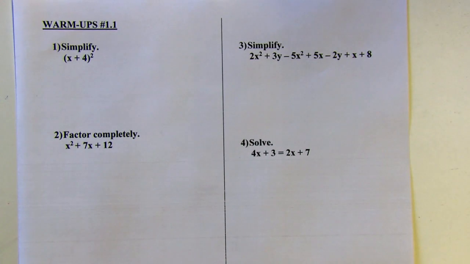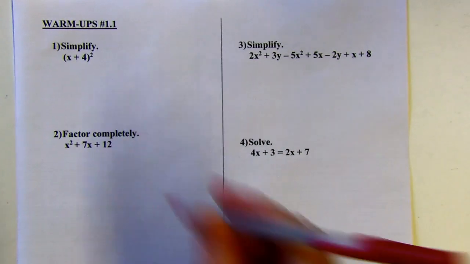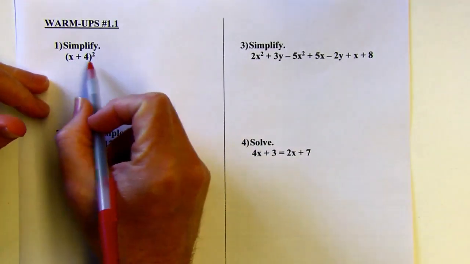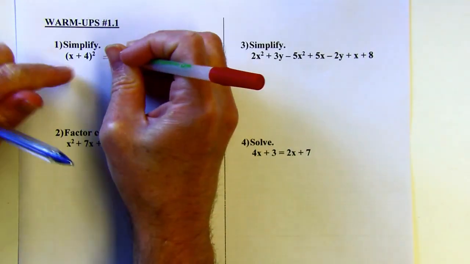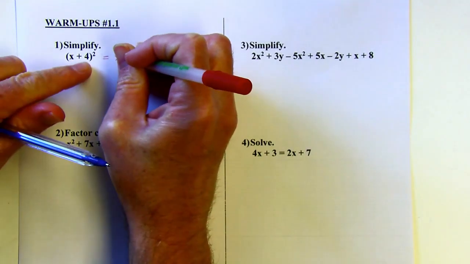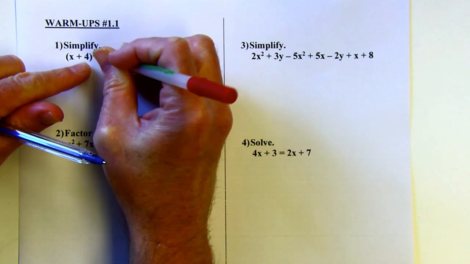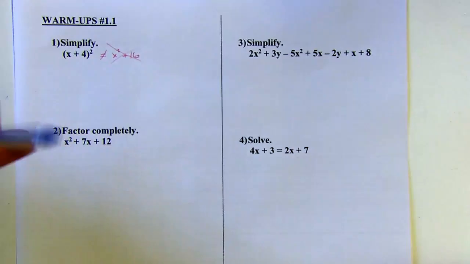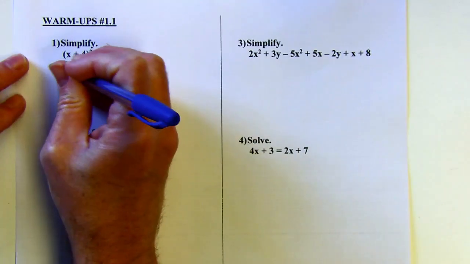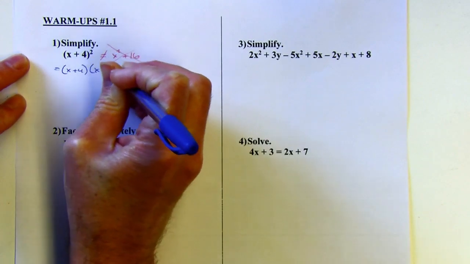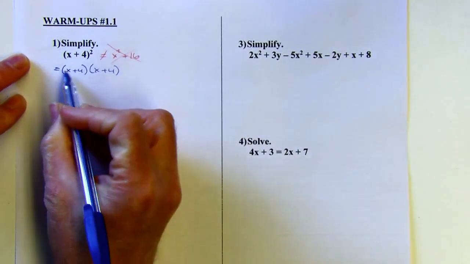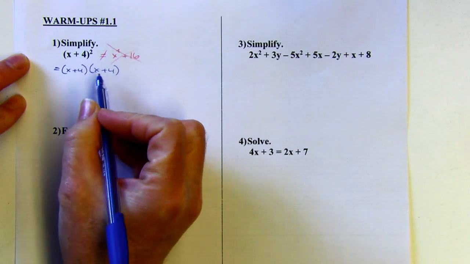Okay, here's warm-up 1.1. So this first problem represents a very common algebra mistake. A lot of times when we've got a binomial that's squared like this, I'll see people write, oh, I'll just square the x and square the 4. 4 squared is 16. But that is incorrect. That's wrong, okay? Because you've got to think about this as the quantity x plus 4 times itself, which means that you'd have to distribute the x, then distribute the 4, or you can FOIL.